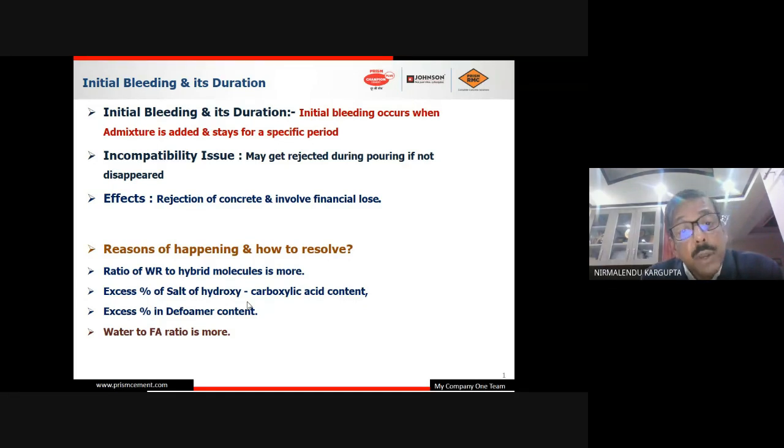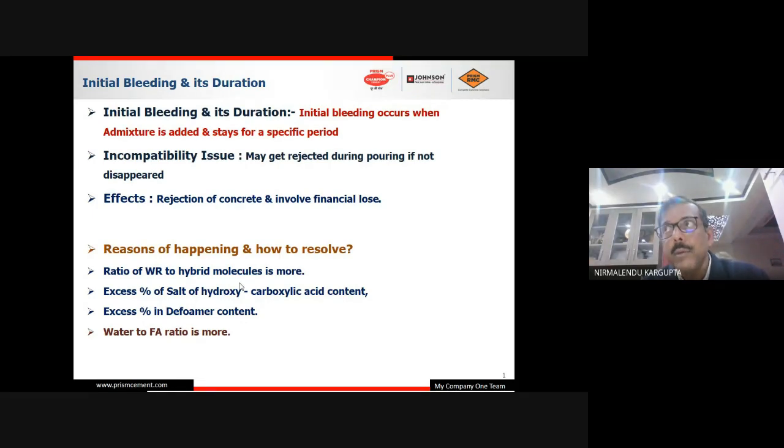What are the reasons for it happening and how to resolve? Ratio of water reducer to hybrid molecule is more. Then initial bleeding होगा. आपने HRWR ज्यादा ले लिया, hybrid कम ले लिया. आपको क्या करना चाहिए था? हाइब्रिड ज्यादा लेना चाहिए था. WR जस्ट धक्का मार के स्लम को खोलने के लिए जितना देना चाहिए उतना ही दीजिए. उल्टा कर दिया. मैंने WR बहुत ज्यादा ले लिया और हाइब्रिड जो रिटर्न करके रखेगा उसको हमने कम लिया.